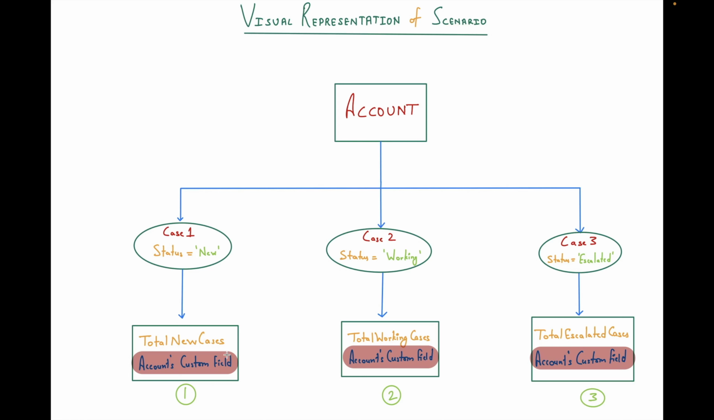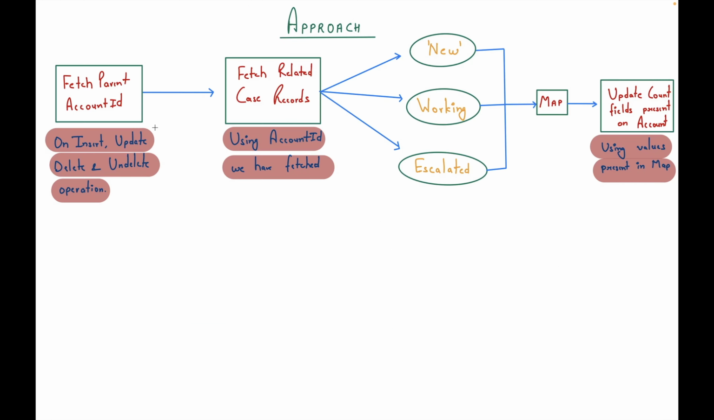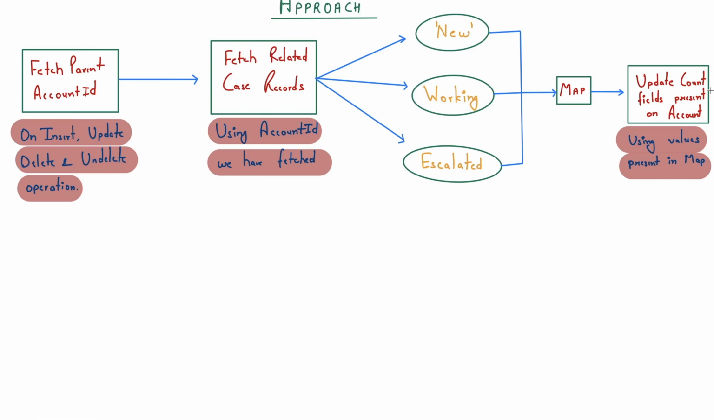Now let's see the approach that we are going to use to fulfill today's requirement. We need to change custom fields of Account whenever a case record is inserted, updated, deleted or undeleted. So the change is happening on the Case object. Therefore, a trigger will be on the Case object. Our first step will be fetching the parent Account ID on every operation, which are insert, update, delete and undelete. After that, we will fetch all related case records and their status using the Account ID that we have fetched. In the next step, we will put the record count according to their corresponding status in a map. And at last, we will use the data present in this map to update custom fields on Account. So that is all of the theory part.